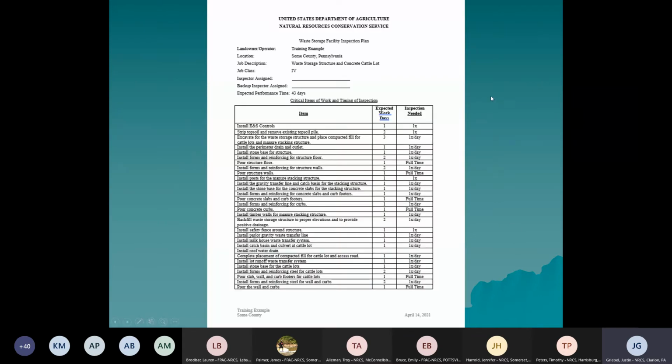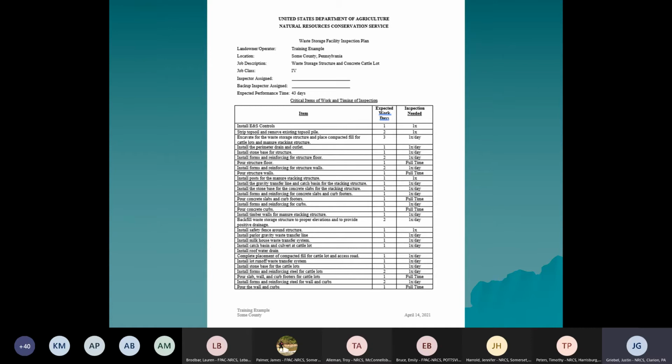So the first thing that we're looking at is the quality assurance plan. It's probably one of the most important parts of every design. It basically lays out what the inspector needs to inspect on the project, the directions and the roles and responsibilities that need to be followed through to ensure a quality project is built.